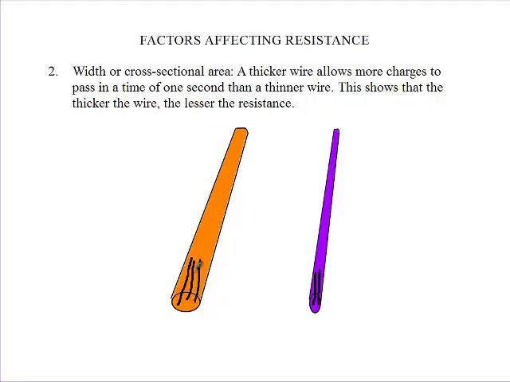If more charges are moving at a time, a lot of current can be carried. But if only a few charges are moving at a time, very little current can be carried. Therefore, the thicker the wire, or the bigger the cross-sectional area, the smaller the resistance. The thinner the wire, the greater the resistance.